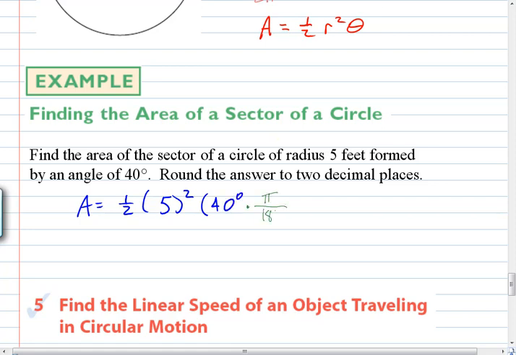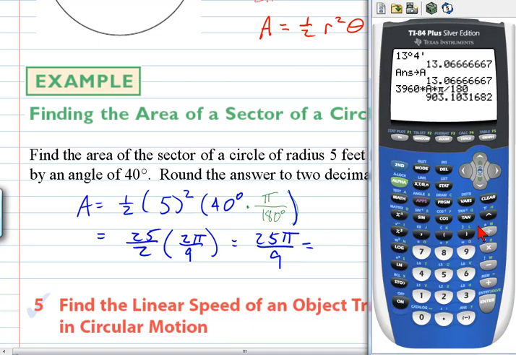So this 40 degrees I can convert to radians by multiplying it by what? Pi over 180. So that's going to give us 25 halves times, what will this reduce to? 40 over 180 is 4 over 18, 2 pi over 9. So the 2's are going to cancel out and we get 25 pi over 9. And then we put this into our calculators in order to get a decimal approximation. So this is going to be 25 pi. Use the pi button on your calculator, not 3.14. Rounded to 2 decimal places, we're going to get 8.73.